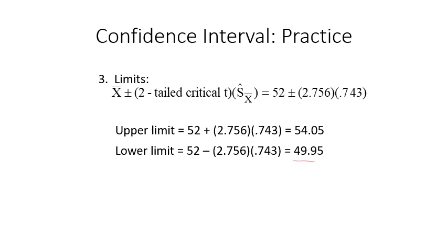The lower limit is 49.95. The upper limit is 54.05. And so our 99% confidence interval is 49.95 is less than or equal to the mean, is less than or equal to 54.05. And just like I was saying, we can say that we are 99% certain that the actual population mean is between 49.95 and 54.05.